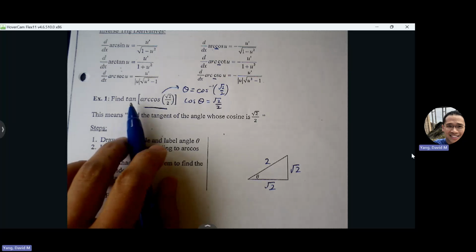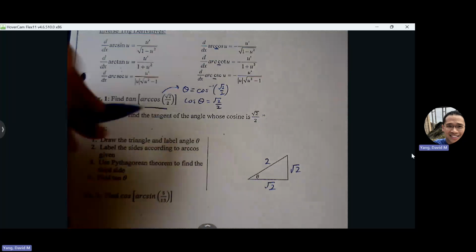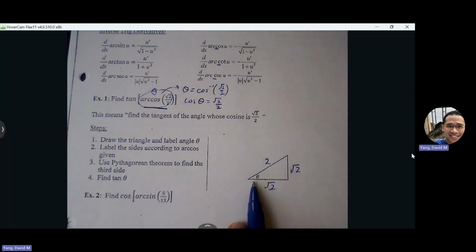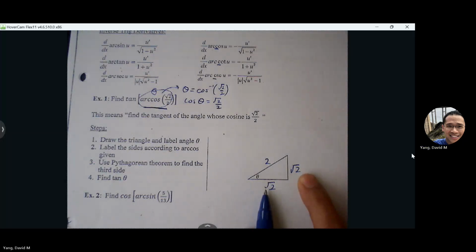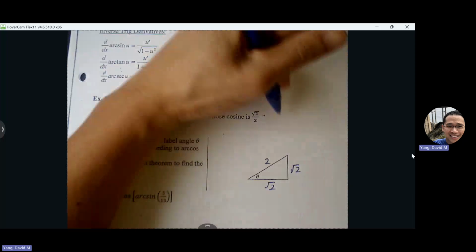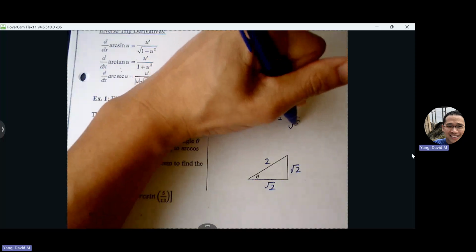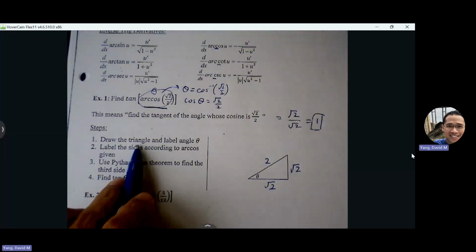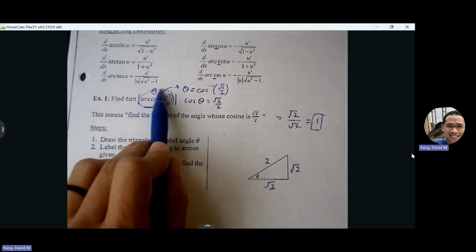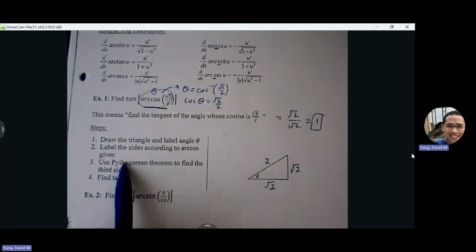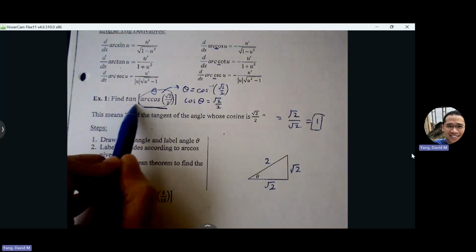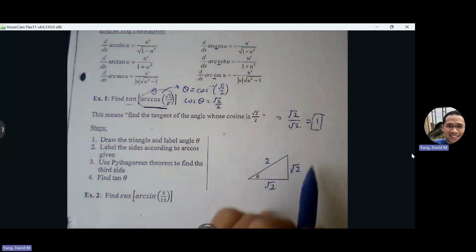And now we're just asking for what is tangent of theta. So all of this is one big representation of theta. So now what's tangent of theta going to be equal to? Equal to root 2 over root 2, which is equal to 1. So here are the steps. We're going to draw the triangle, label the angle theta, label the sides according to what's inside the bracket, and then use Pythagorean theorem to find all the missing sides, and then we can turn around and ask what is the tangent of the triangle that we see.